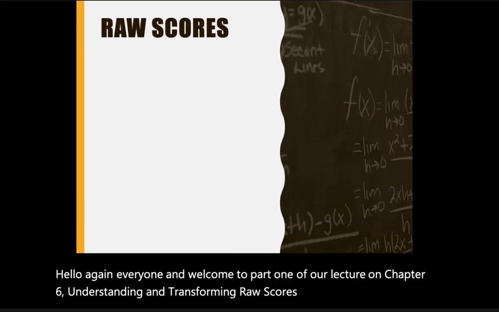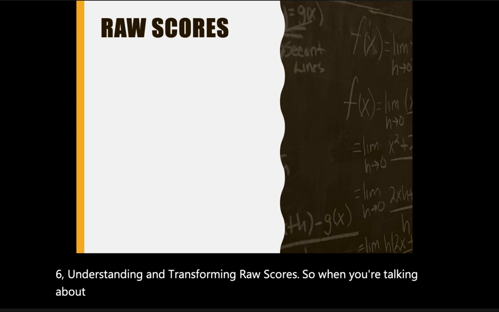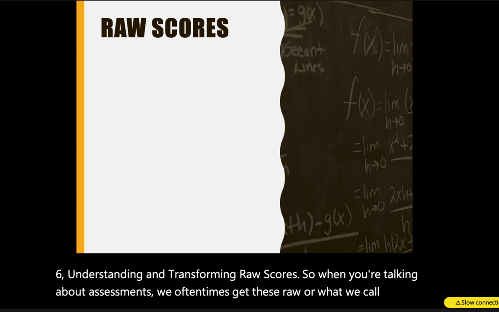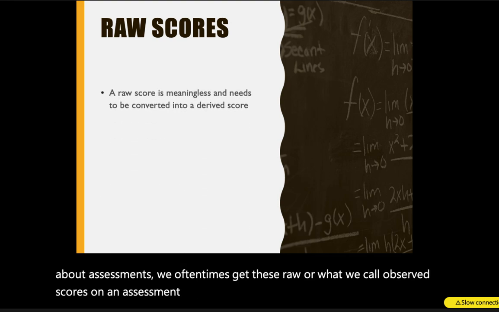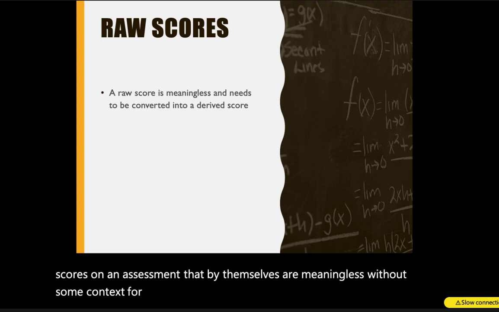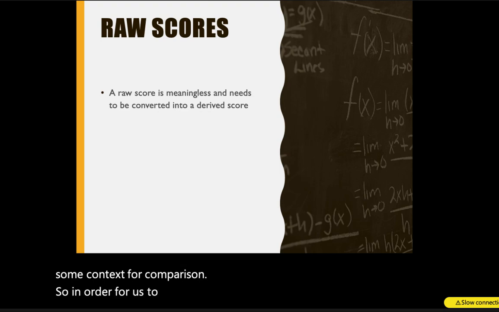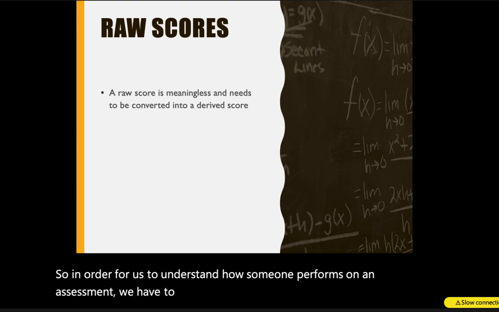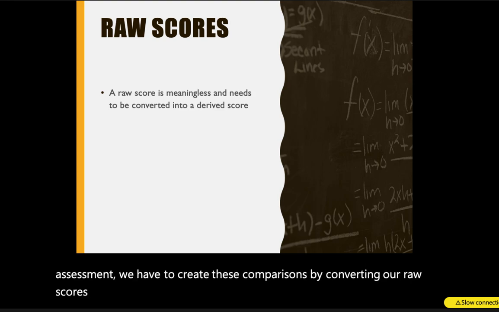So, when you're talking about assessments, we oftentimes get these raw or what we call observed scores on an assessment that by themselves are meaningless without some context for comparison. So, in order for us to understand how someone performs on an assessment, we have to create these comparisons by converting our raw scores into derived scores.